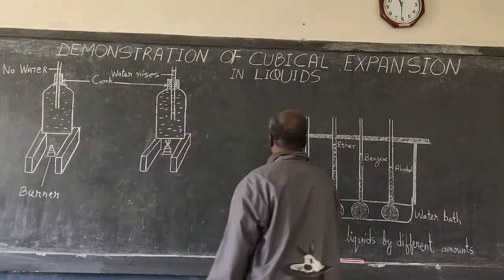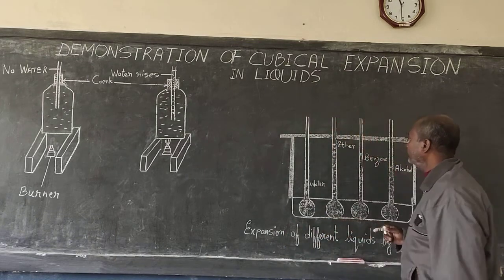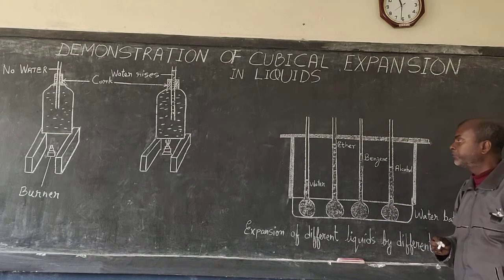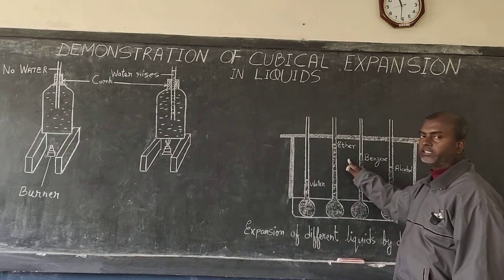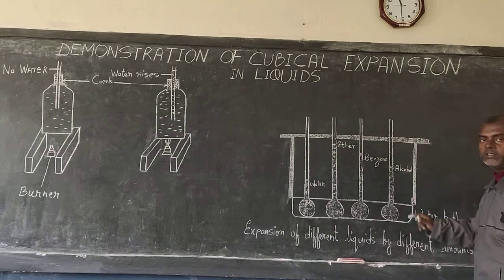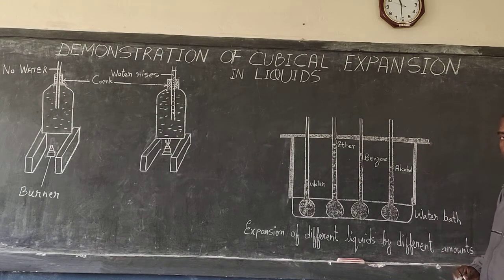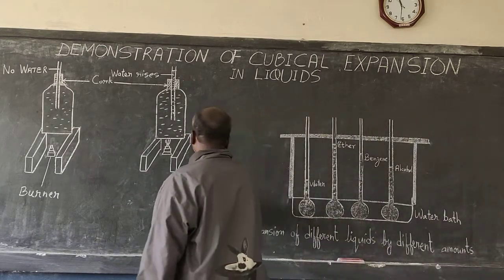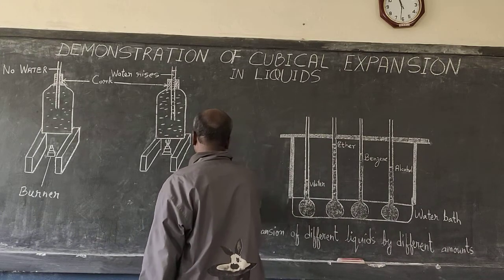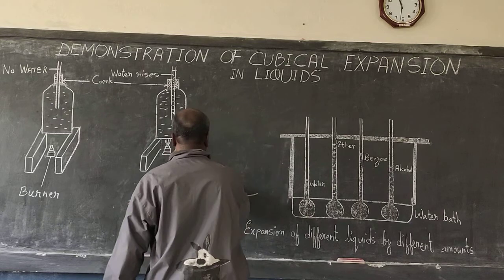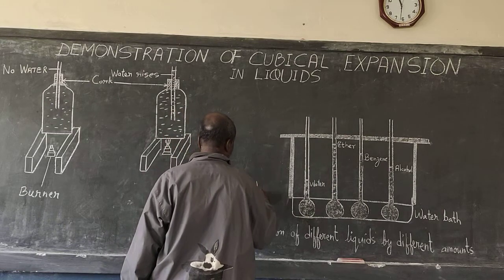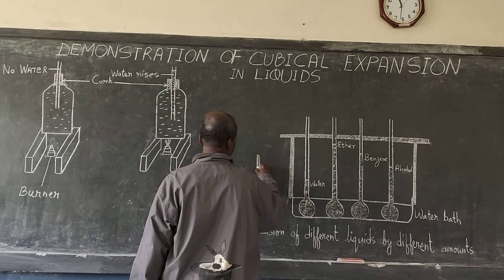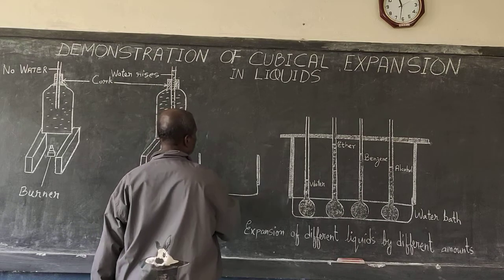Now there is another experiment in which four different kinds of liquids are used. You can see water, ether, benzene and alcohol, four different liquids. Let me explain the arrangement. This thing down here is a water bath. Without these four liquid round bottom flasks, this water bath would look like this.